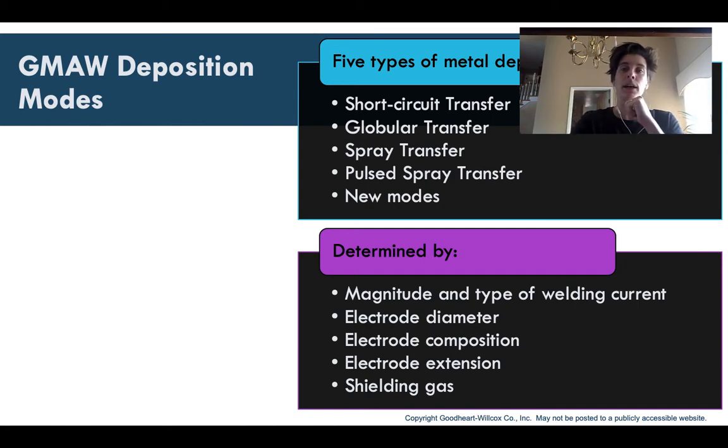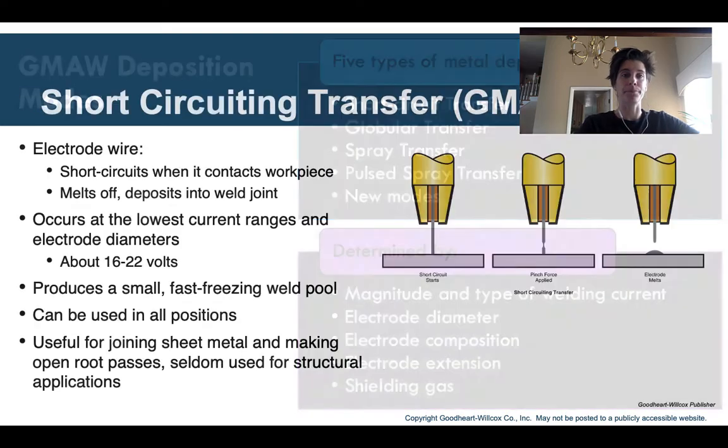So you have 5 types here: short circuit transfer, globular transfer, spray, pulsed spray, and then new modes. So we're going to go over and talk about each of these things. The ways that your welder is going to achieve these different modes is determined by the magnitude and type of welding current, the electrode diameter, composition, the extension of your electrode, and the shielding gas that you are using. So all of those things come into play.